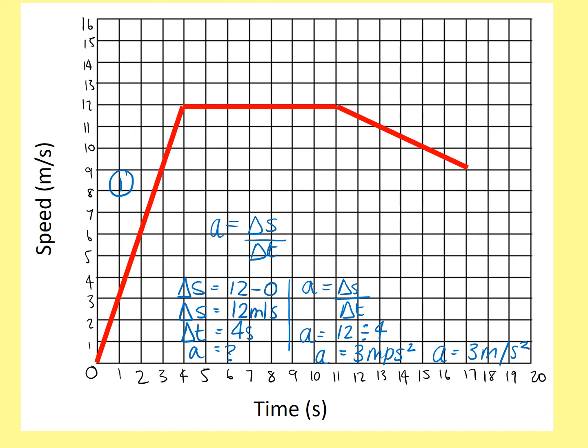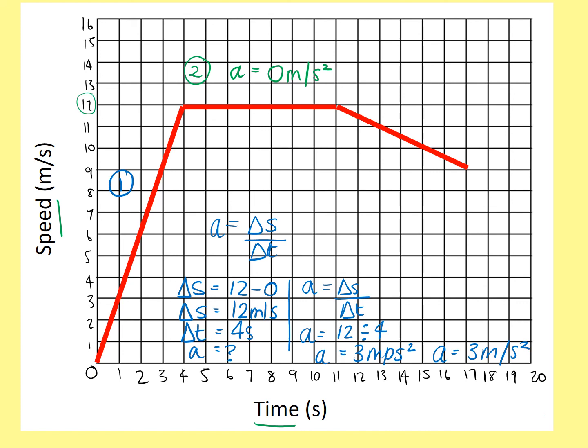Okay, section 2, up here. I've told you that if it's a flat line on a speed time graph, then there is no acceleration because the object is travelling at a constant speed. So the acceleration in this case is 0 meters per second squared. We know that because it's a flat line and therefore it's going at a constant speed, which in this case is 12 meters per second.